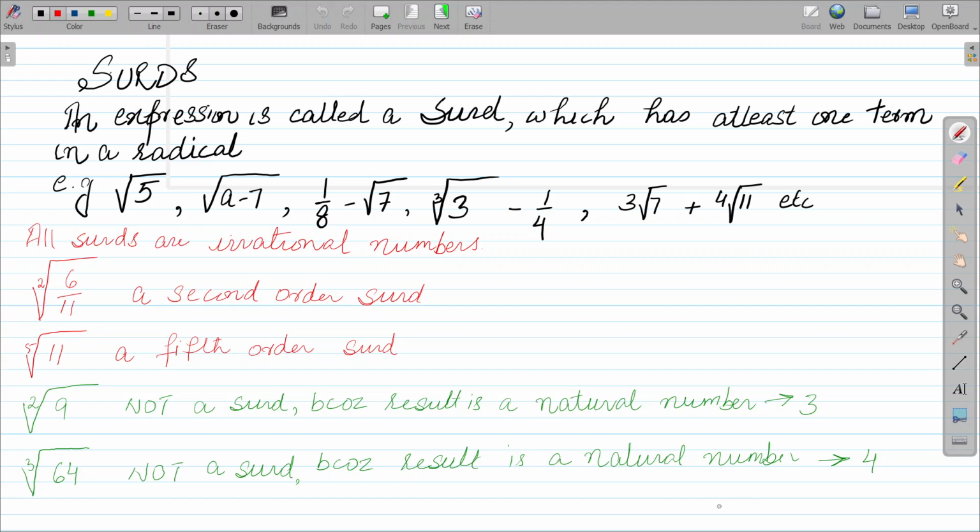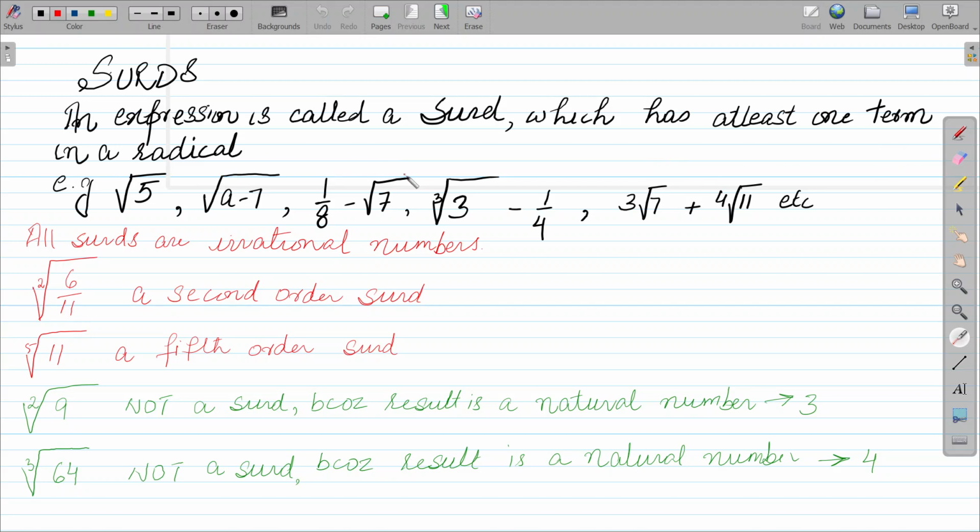Okay, so here we have a very basic topic that we can understand, which is basically Surds. Okay, so what are surds? If you look at it, surds are basically expressions in which we have at least one term in a radical. Okay, at least one term.